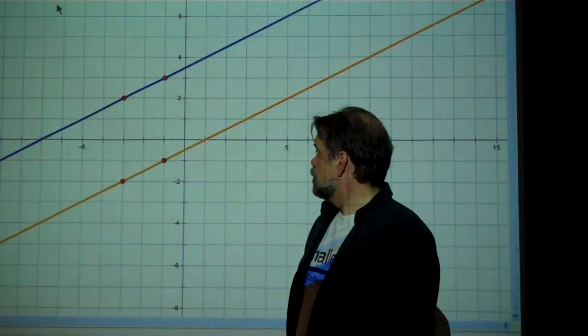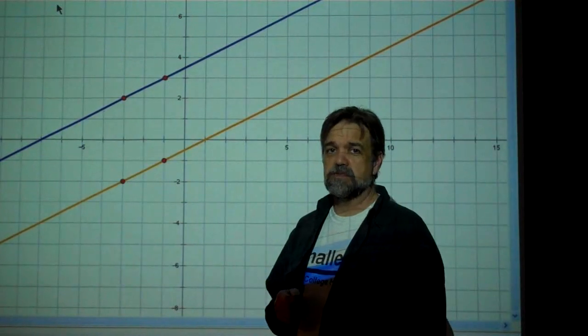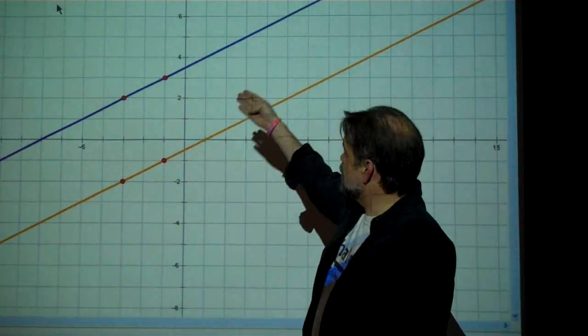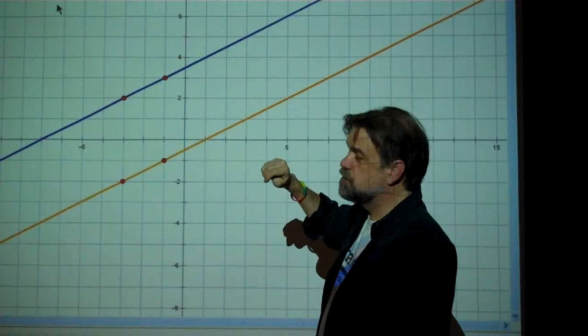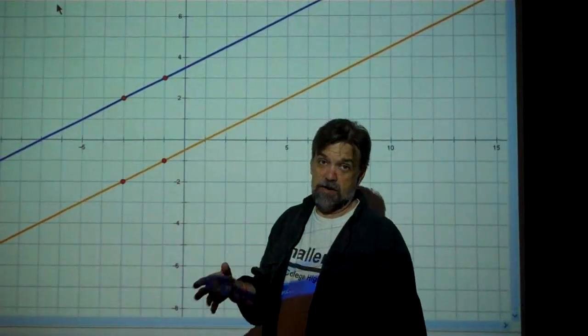In this video, we're going to talk about parallel lines and perpendicular lines and the slopes that they have. Here in this graph, we have two lines that appear to be parallel, and they are parallel.